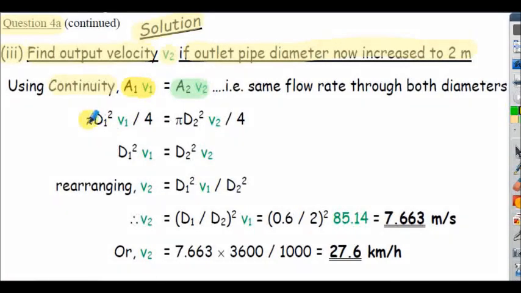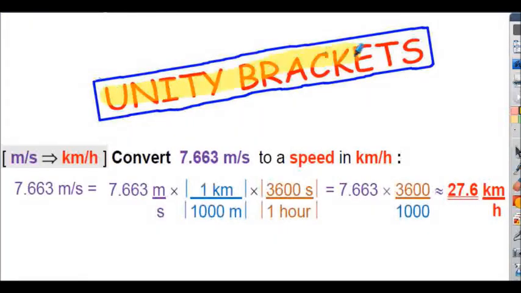On the next slide, I'll just replace the A1 with pi d1 squared divided by 4. On the right hand side, I've replaced A2 with pi d2 squared divided by 4. The pi and the 4 cancels both sides to leave us with this equation, which I then simply rearrange for V2. I'll let you work through the solution at your own pace, but you find that V2 is 7.663 meters per second, and I've also shown V2 in terms of kilometers per hour. And purely for your reference, here's the unity bracket calculation, converting our speed in meters per second into kilometers per hour.